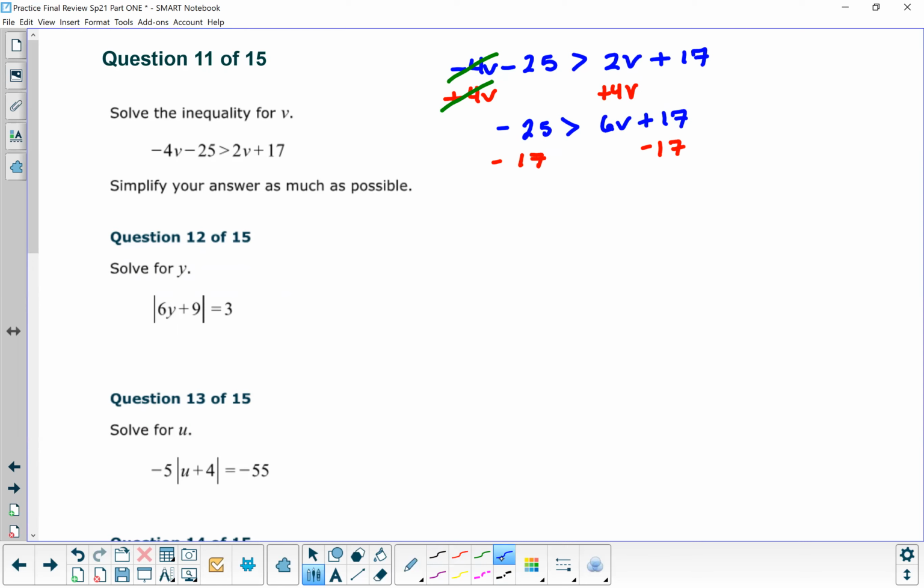So we have negative 25 minus 17, same signs, add them. So we get negative 42 is greater than 6b. Divide both sides by 6. All right, so negative 42 divided by 6, and we get negative 7 is greater than, and then 1b.